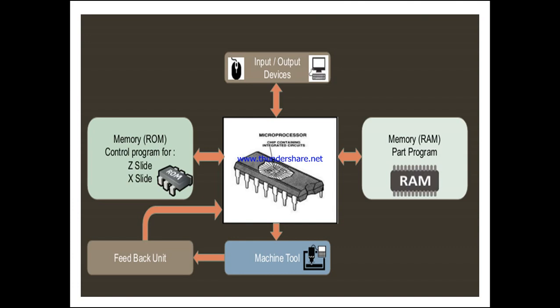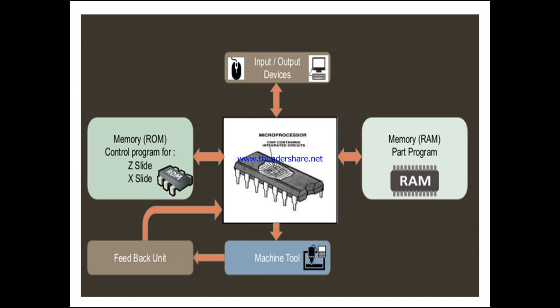Whatever programs we have will be saved in the microprocessor, and by using the microprocessor it runs here. Memory is the RAM, that is the part program; whatever program we have is saved in the memory. And the ROM is for the control program. ROM is readable, and RAM is for storing data or the program. ROM reads the program, and by the microprocessor we go for controlling. So by the microprocessor the machine tool goes on working.